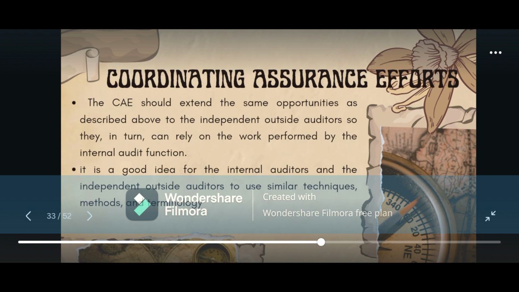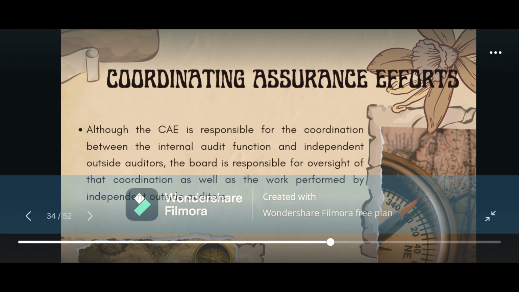And the CAE should extend the same opportunities as described above to the independent outside auditors so they, in turn, can rely on the work performed by the internal audit function. It is a good idea for the internal auditors and the independent outside auditors to use similar techniques, methods, and terminology. Although the CAE is responsible for the coordination between the internal audit function and independent outside auditors, the board is responsible for oversight of that coordination as well as the work performed by the independent outside auditors.